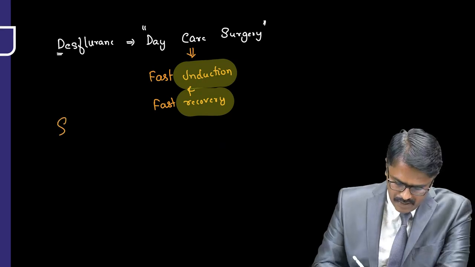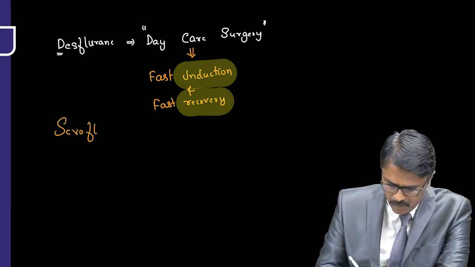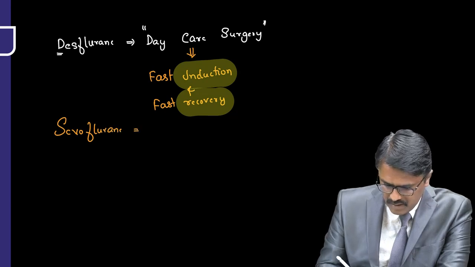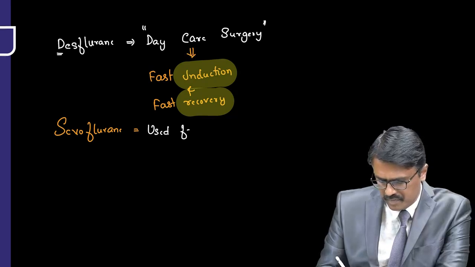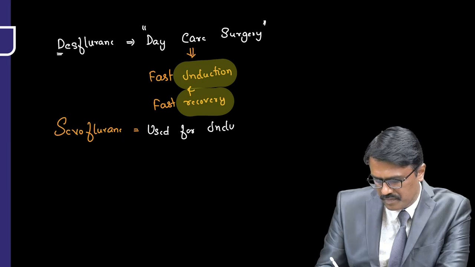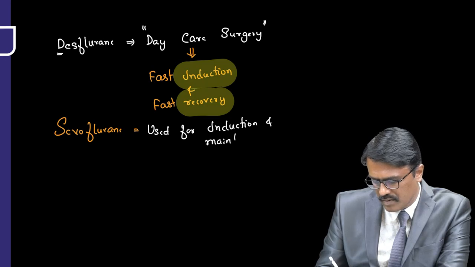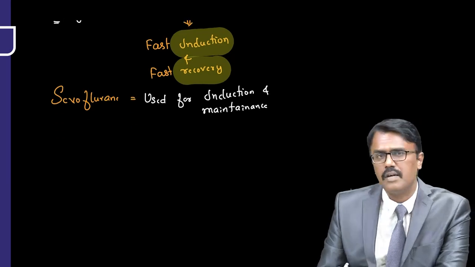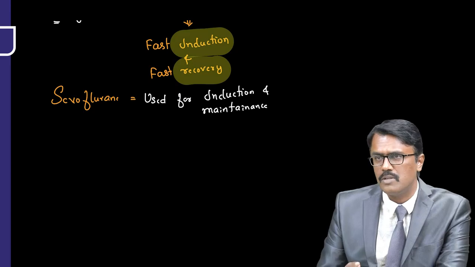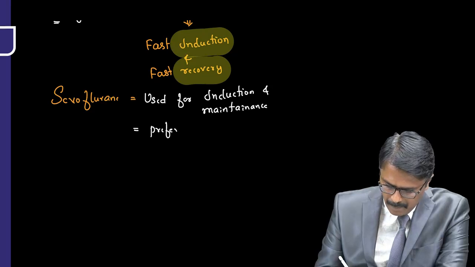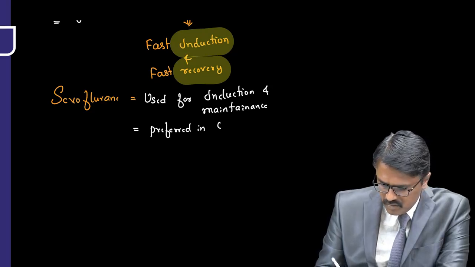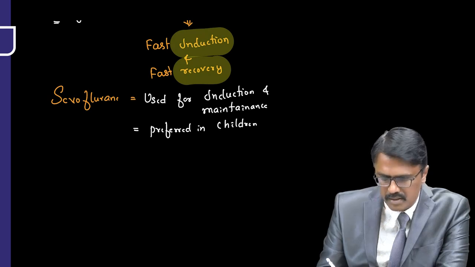Then we have a drug by the name sevoflurane. Sevoflurane is used for induction and maintenance also. So others are used for maintenance. Now it is used for induction. It will not cause irritation of the respiratory tract. The odor is not so pungent with this, no problem. And it is preferred in children. Smooth induction, so preferred in children.